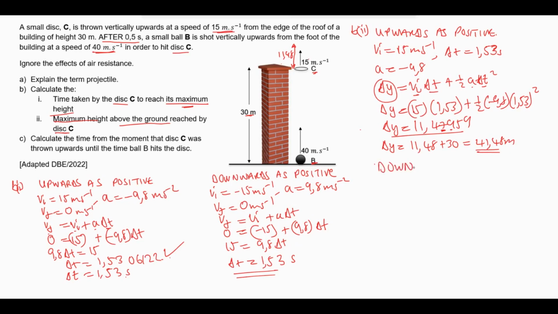Right, if we took downwards as positive, initial velocity is going to be negative 15 meters per second.